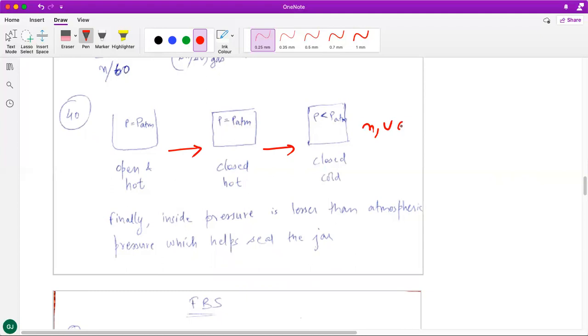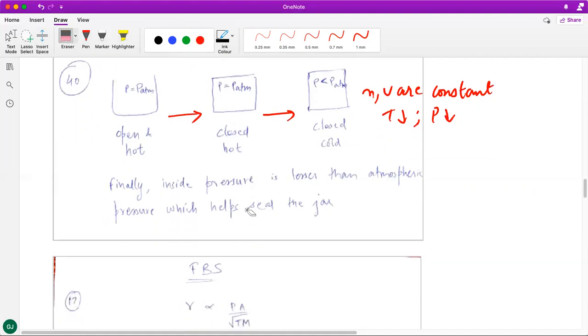N and V are constant, because now it is a closed vessel. The volume is not changing, the moles are not changing, and the temperature comes down, so pressure also comes down. So pressure will become less than atmospheric pressure. There will be a pressure difference created inside and outside. Outside pressure will be more, inside pressure will be less. So as a result, there is a net force on the lid, which helps it seal the container better.